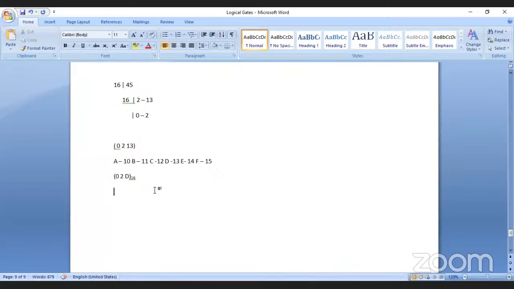Some of them are asking why we have to take 16 only. There are some predefined steps. Whenever I'm converting a decimal number to an octal number, I have to divide by 8. Similarly, if I want to convert decimal to hexadecimal, what do I have to take?